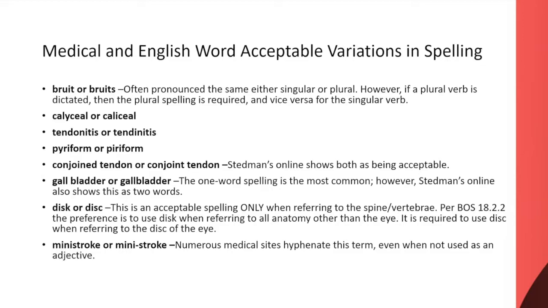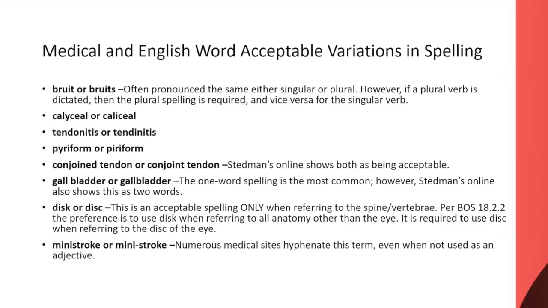So once in a while, they'll dictate it in such a way that you go by the verb that's used. So you would know whether you would add the S or not, but most times you don't know. And calocele can be spelled either way with a Y or an I. That's fine. And tendinitis. Now, it's both ways are acceptable.